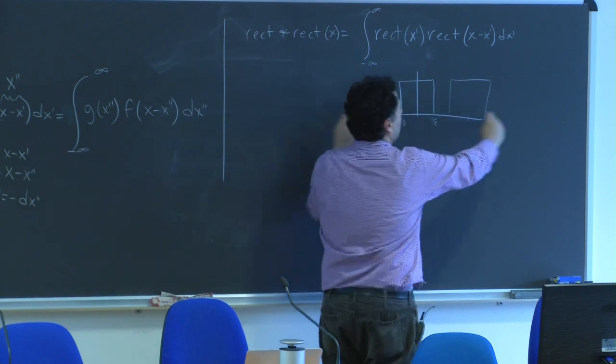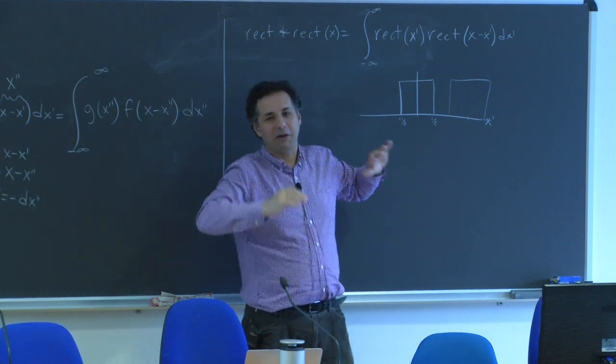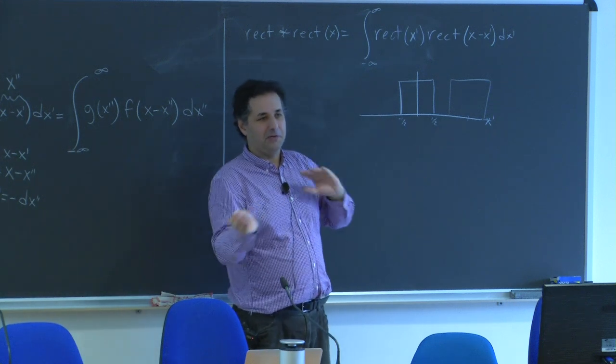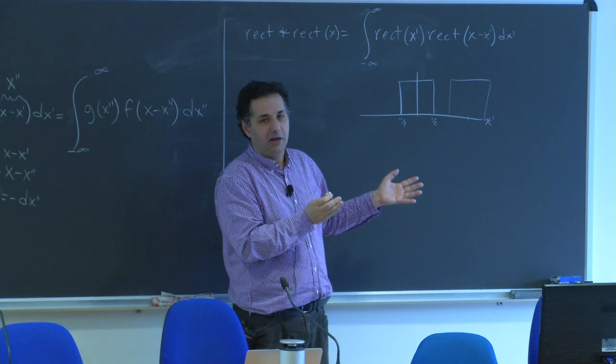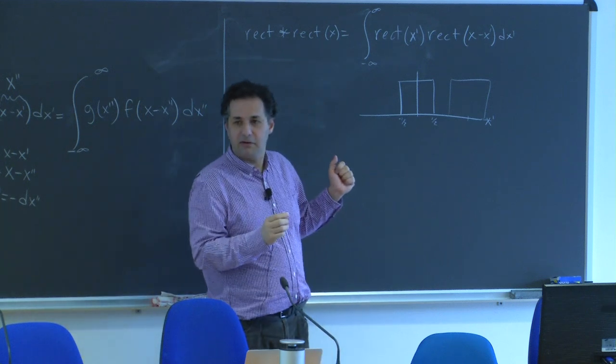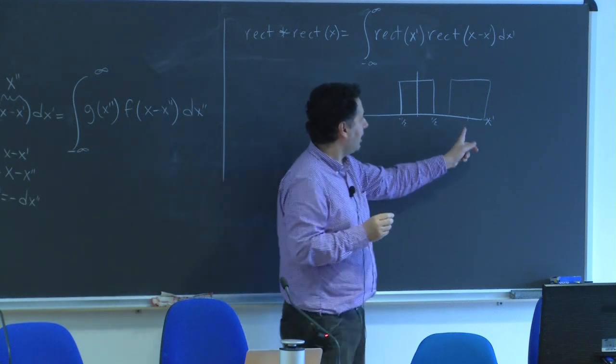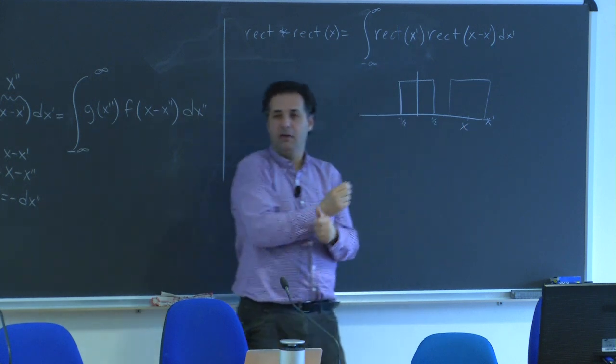Why is that? Because when one is 0, the other one is not 0. Well, the other way around. When one is not 0, the other one is 0. So either one or both are 0. So that's equal to 0. As long as x is what?